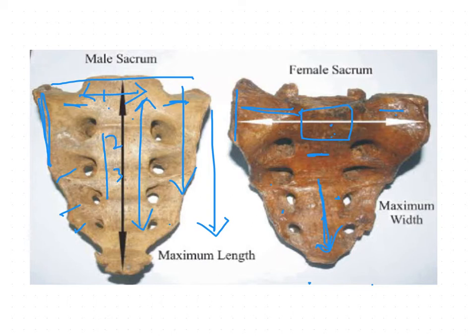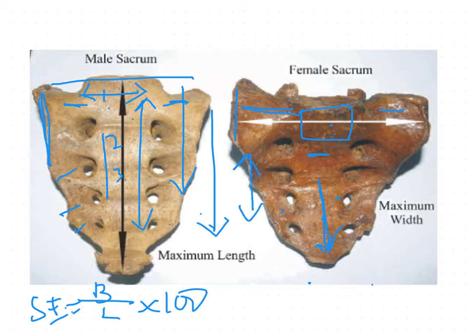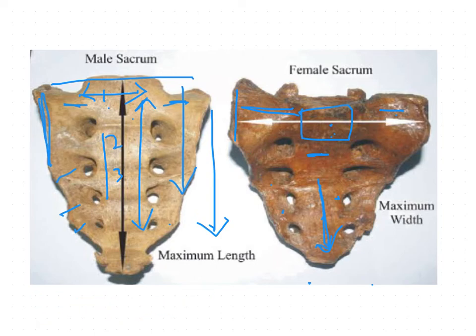Because the length is more in the male, the length at the denominator is larger and the breadth is less, so definitely the sacral index is less in males, whereas in females it is more. In females, the breadth is more and the length is small. So the sacral index is greater in females and lesser in males. These are all the differences and variations seen between the male sacrum and the female sacrum.